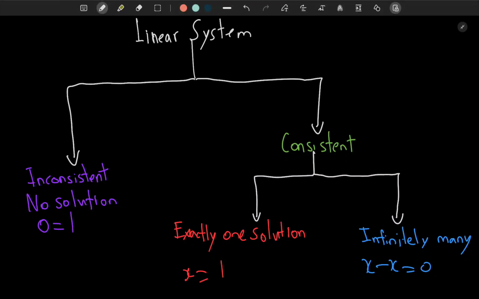In this video, we'll be going over Gauss-Jordan elimination. A linear system could have three outcomes: the system is inconsistent, meaning there is no solution, exactly one solution, or infinitely many solutions. In this video, we'll be going over an example of exactly one solution.